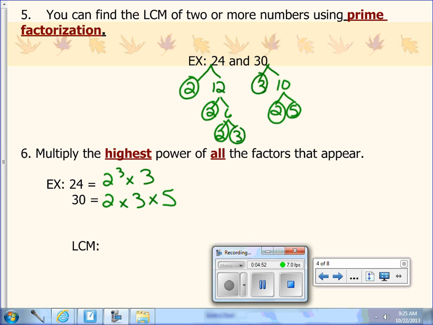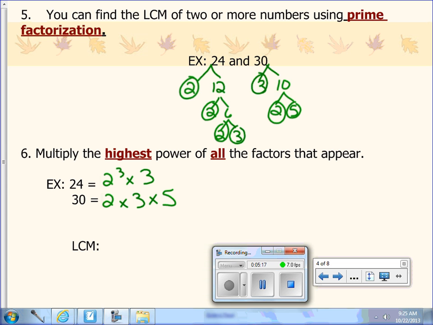Now, since we are looking for the least common multiple, this phrase in number 6 is what you will be saying over and over to yourself to help you determine what to do from this point. You're going to multiply the highest power of all the factors that appear. The highest power of all the factors.